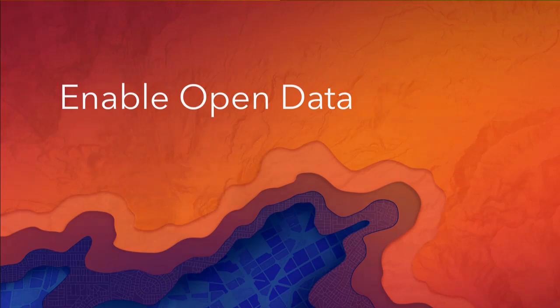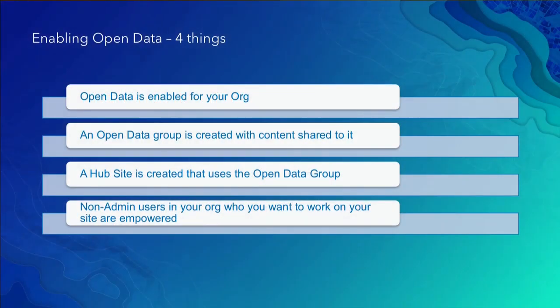How do you do it? Pretty easy. There's 4 things you have to do. 1, throw a switch. It's in your org. I'll show that to you. Number 2, create an open data group. It's a type of public group that once you've enabled open data, you say this is an open data group.